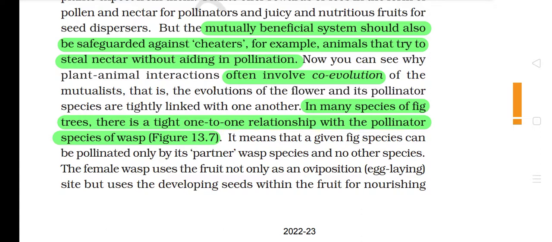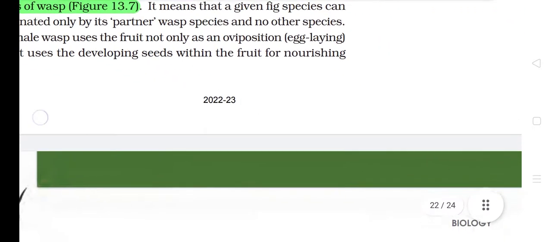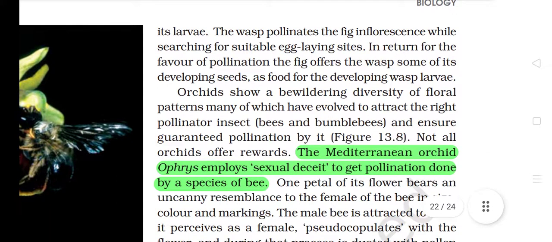In many species of fig trees, there is a tight one-to-one relationship with the pollinator species of wasp. It means that a given fig species can be pollinated only by its partner wasp species and no other species. The female wasp uses the fruit not only as an oviposition (egg-laying) site but uses the developing seeds within the fruit for nourishing its larva. The wasp pollinates the fig inflorescence while searching for suitable egg-laying sites. In return for the favor of pollination, the fig offers the wasp some of its developing seeds as food for the developing wasp larva.